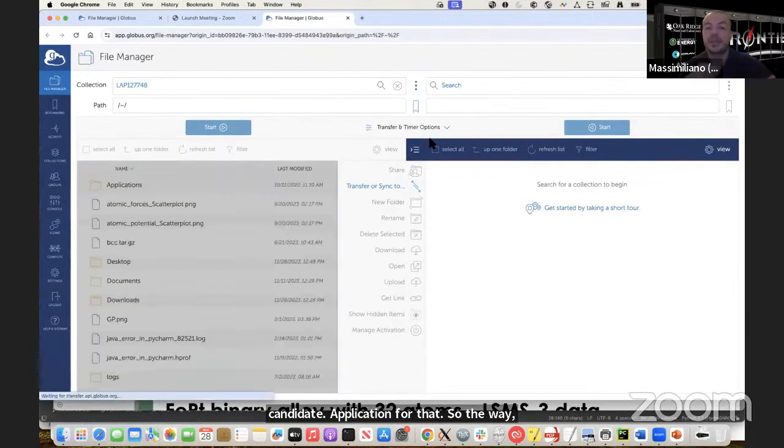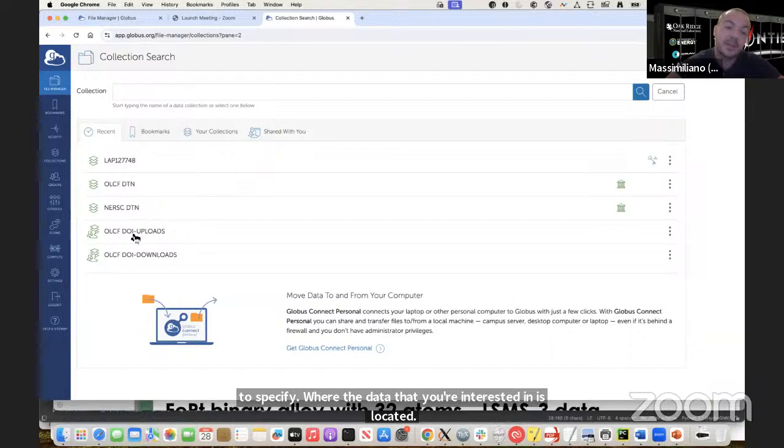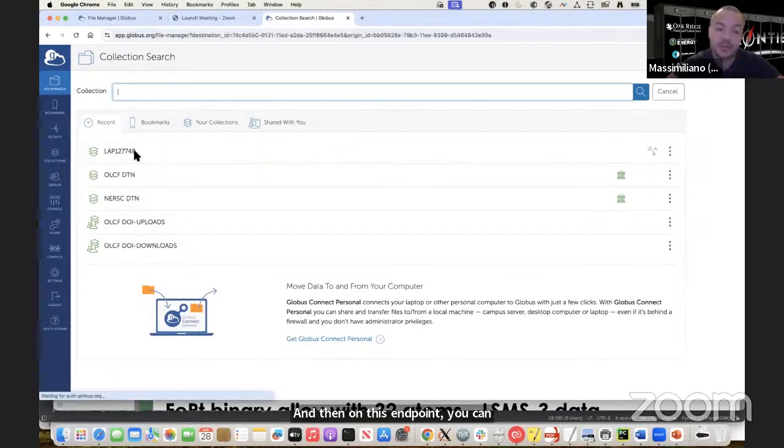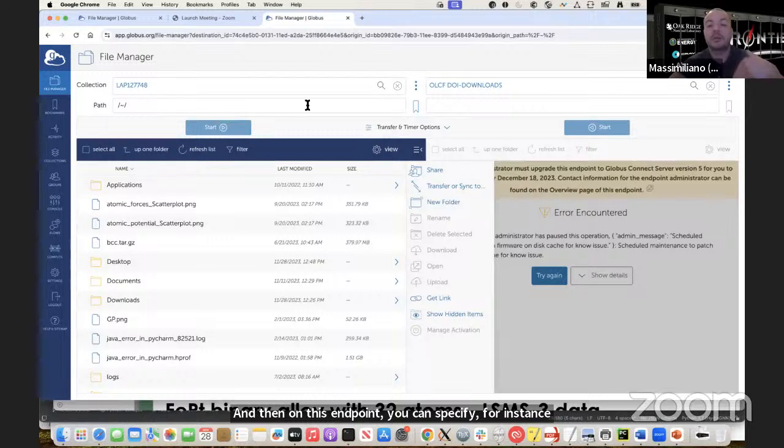Once you have installed Globus on your machine, and you can use the globus.org website to understand how to do that, this is the typical structure that the Globus interface contains. You have two endpoints. You are going to use one endpoint to specify where the data that you're interested in is located. So for instance, I can say that I want to use OLCF DOI downloads, which is the name of the endpoint for the OLCF data constellation. Currently, the constellation is under maintenance. However, if it were not, you would have on this window a list of data sets that are available. And then on this endpoint, I am specifying the laptop because I want to download the data from the source into my own machine to kick off the training.